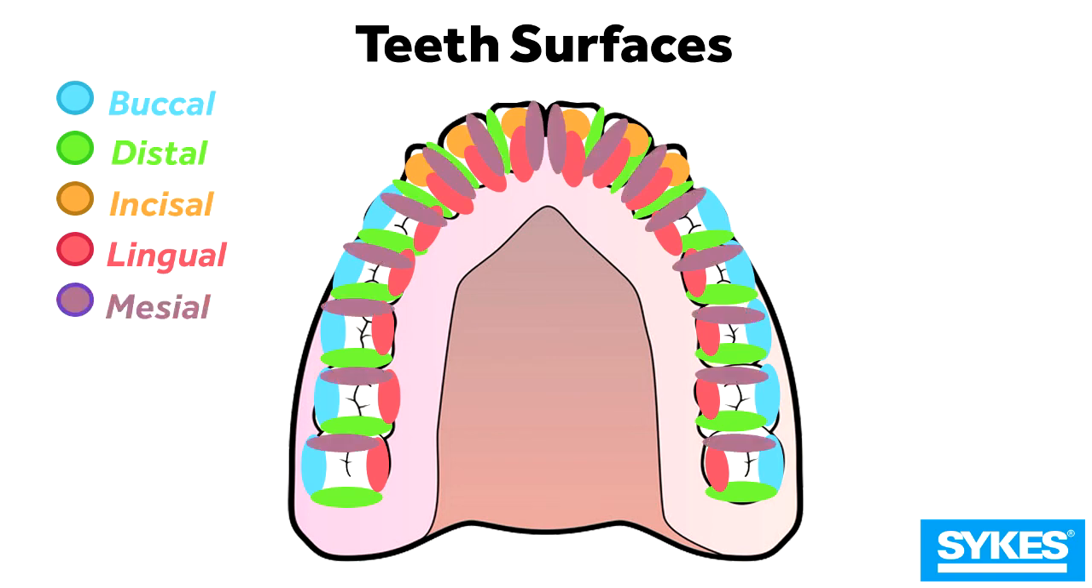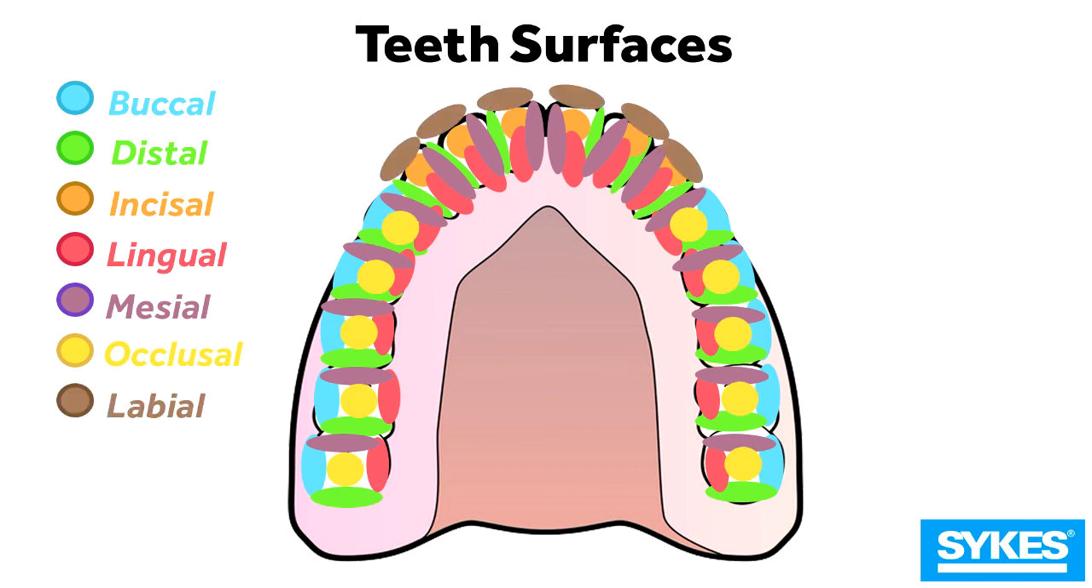Mesial, the surface of a tooth that is closest to the middle of the face. Occlusal, the chewing surface of posterior teeth. Labial, the surface of a tooth that meets the lips when the mouth is closed.